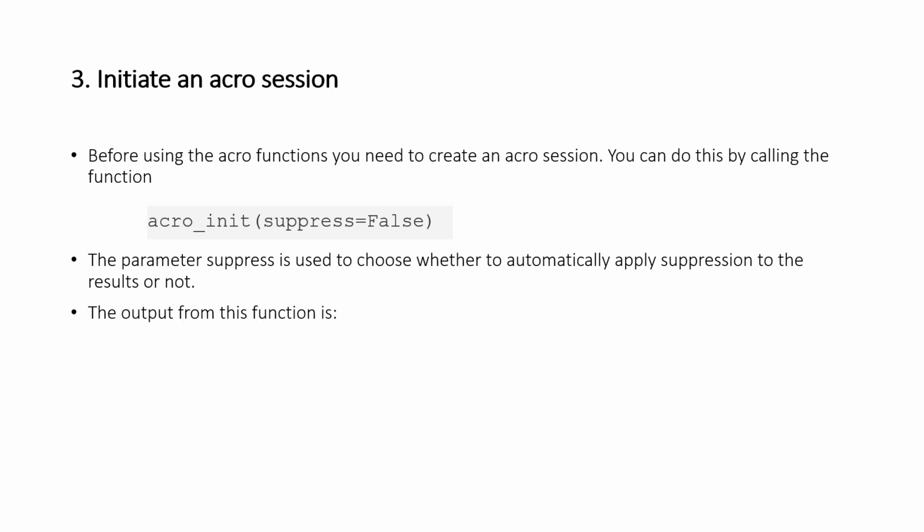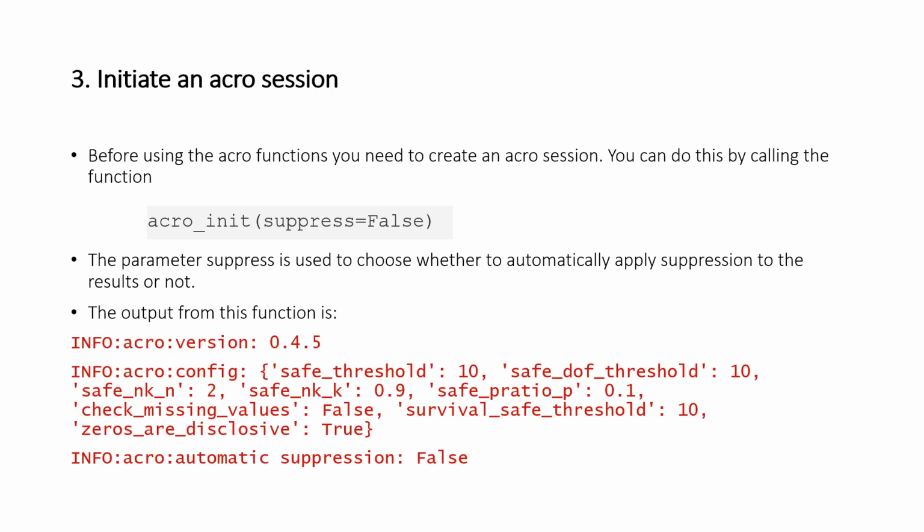The output from this function is, firstly, the ACRO version, which shows which version of the ACRO package you are using. In this case, it's version 0.4.5. Then the ACRO configuration, which shows the disclosure rules of the TRE. For example, in this case, the threshold is 10 respondents. Anything less than this will be considered disclosive. The last information shows whether the automatic suppression will be applied or not.